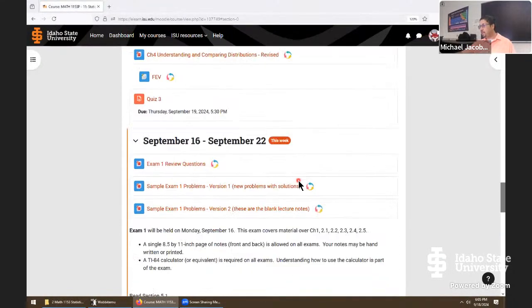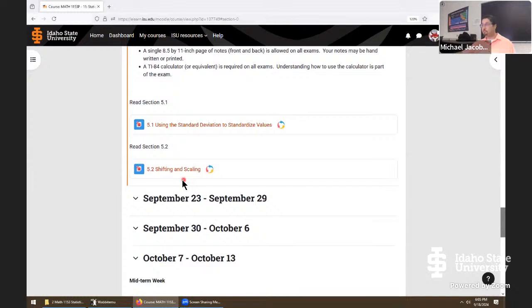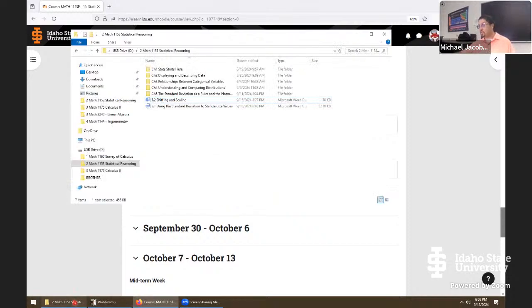So back to where we're at. We're now in section 5.2, shifting and scaling. This one is kind of an odd section. I really didn't know what to do with it in the notes, but it is important. It's kind of a review section in a certain sense. So let's take a look at it.